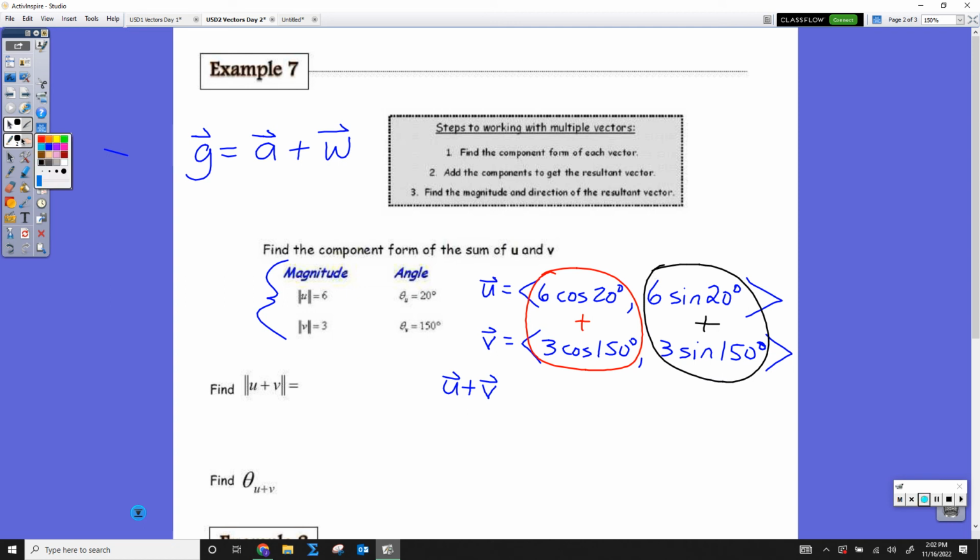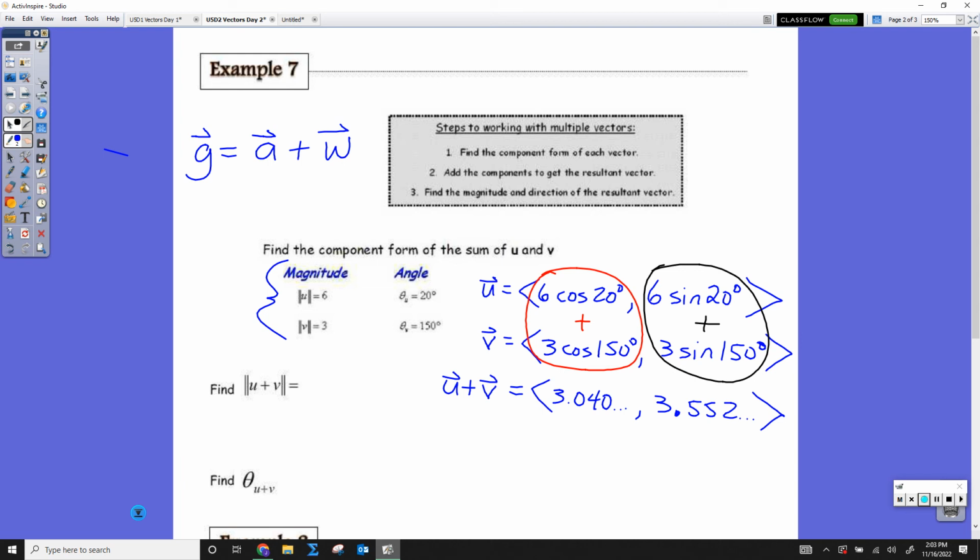If you do that, I'm going to write it as a decimal, you should get something like 3.040... It's a decimal that goes forever. And then for our Y, our vertical component, 3.552, I believe. Okay, so there's our U plus V vector. You just add the vertical components and the horizontal components.